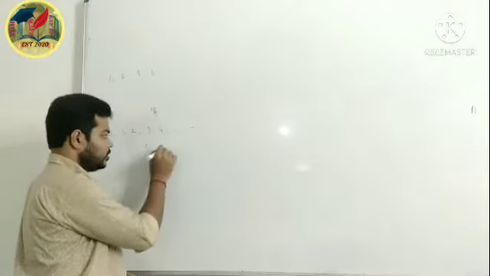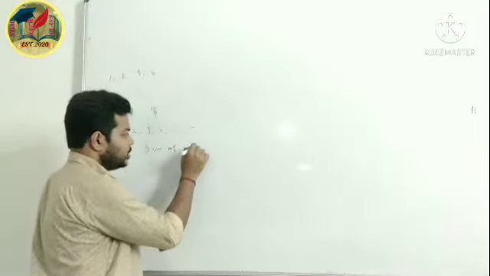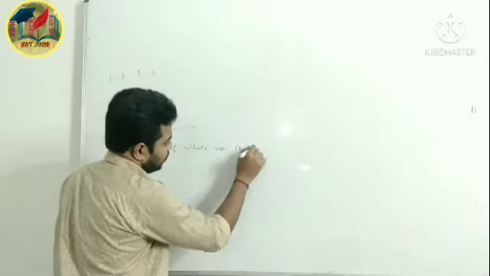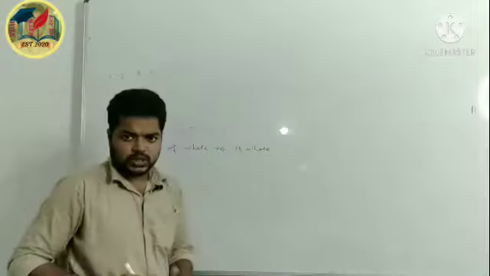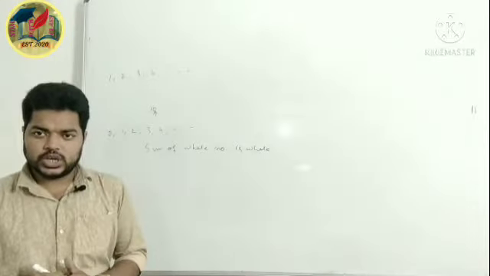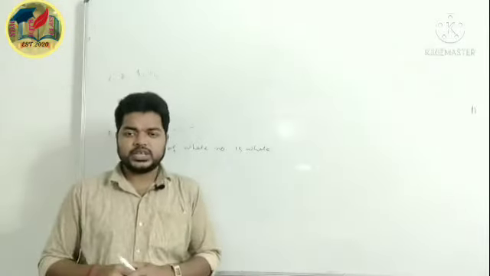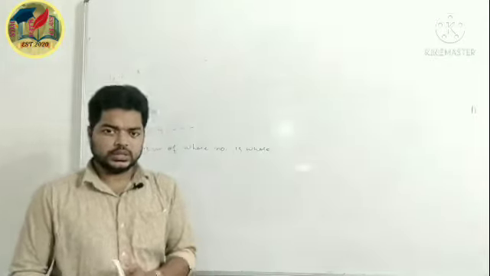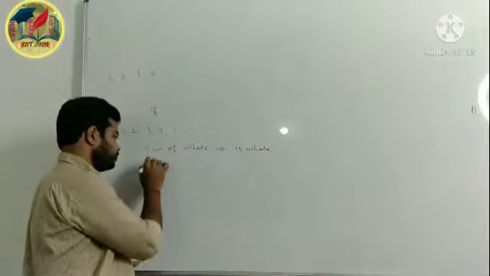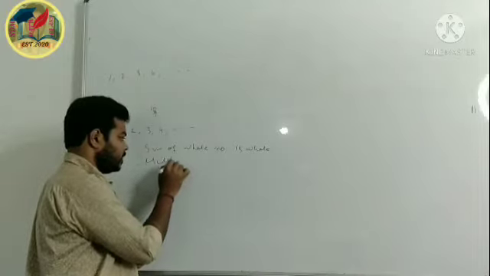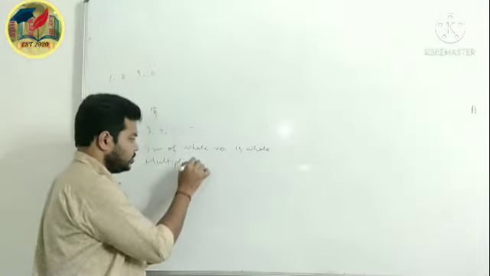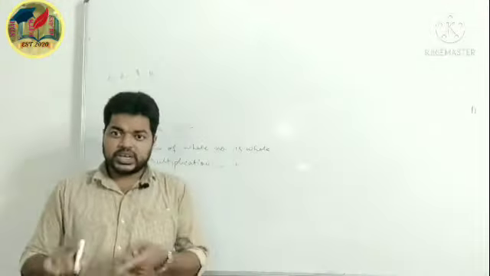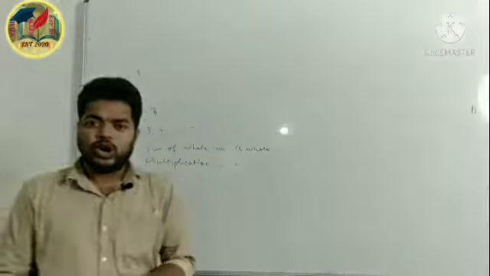Sum of whole numbers is a whole number. Clear? Sum of whole numbers is a whole number, and multiplication of whole numbers is also a whole number. Clear? Multiplication of whole numbers is a whole number, but the difference of whole numbers is not a whole number.